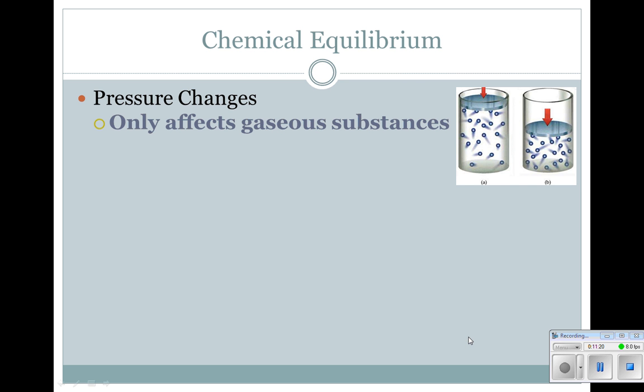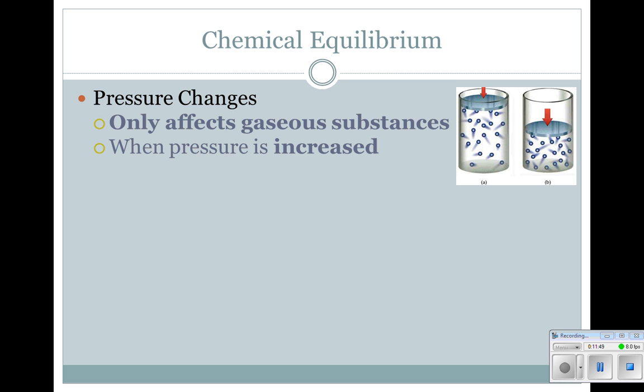Last one is pressure. Now remember what we said back with kinetics, that pressure only affects gases. The reason for that is because gases are the only type of substance that can be compressed, which you can see in this diagram here. If we take this same amount of particles and compress them, there's enough space to do that. We make the volume smaller and the particles are closer together. So we're actually increasing concentration. So we cannot do this with liquid or solid substances, so keep that in mind.